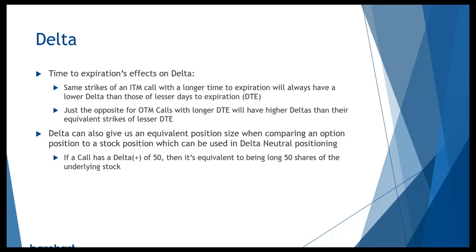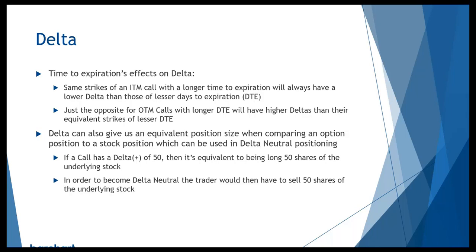But if I have a call that has a delta of, let's say, 50, and I get a $1 rise in the stock price, well, my option is going to act like I own 50 shares. So that would translate to a $50 increase in the value of our options. And so this will be important for us when we start talking about delta neutral. And we'll do more discussion of this later when we look at our multiple leg strategies.